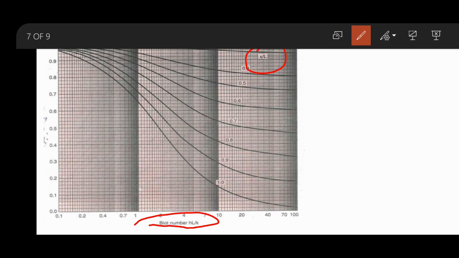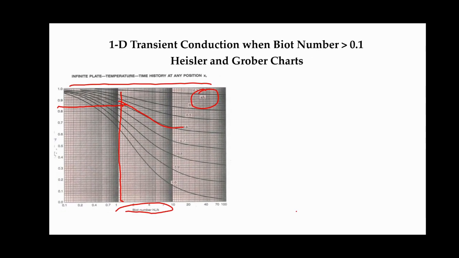Maybe 0.1 is on the y-axis, 1 is here. So if our Biot number is 1 and x by L ratio is 0.6, then here we have the 0.6 curve. Now where these two lines intersect, there I have to draw a horizontal line and find out the temperature ratio at that location. Once you know that, then you can use the T x by L minus T infinity divided by T naught minus T infinity relation to find out the temperature.